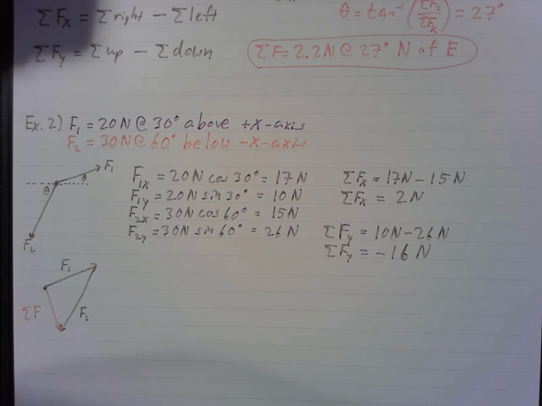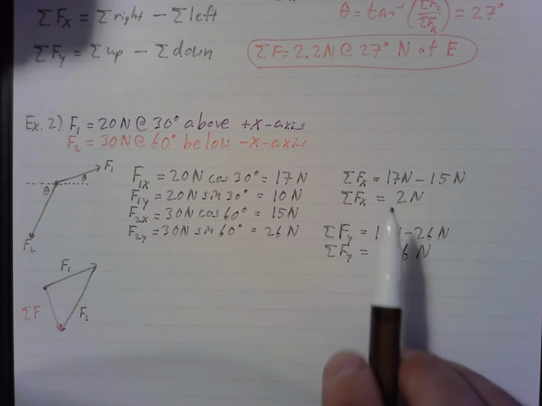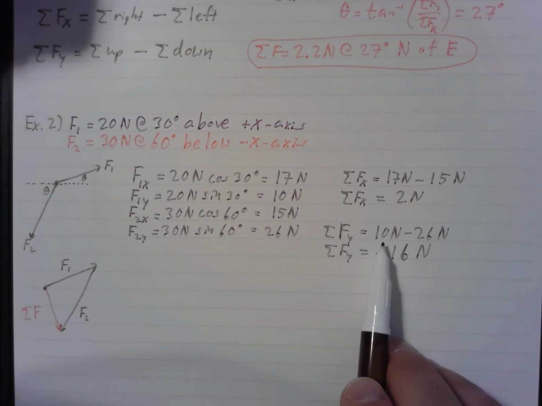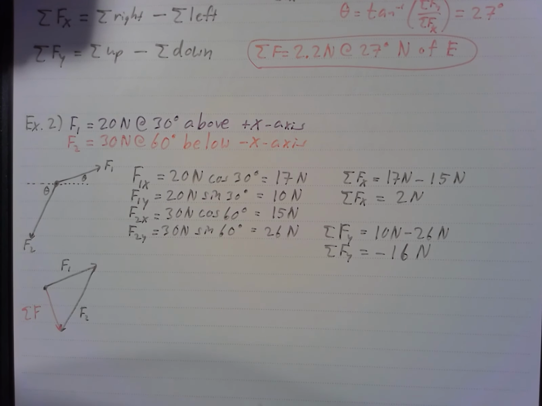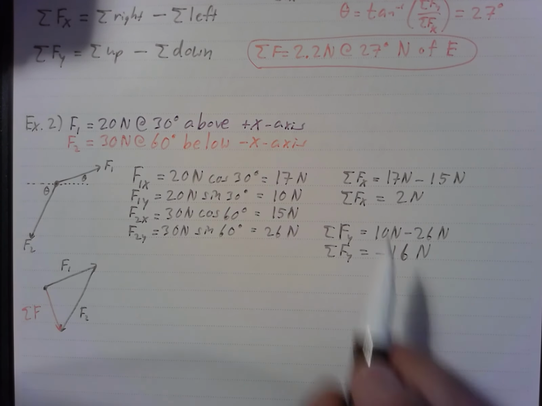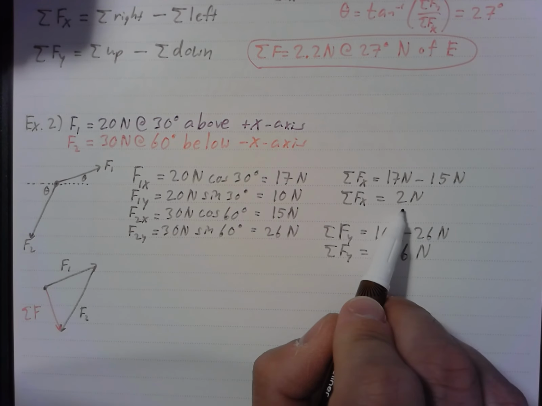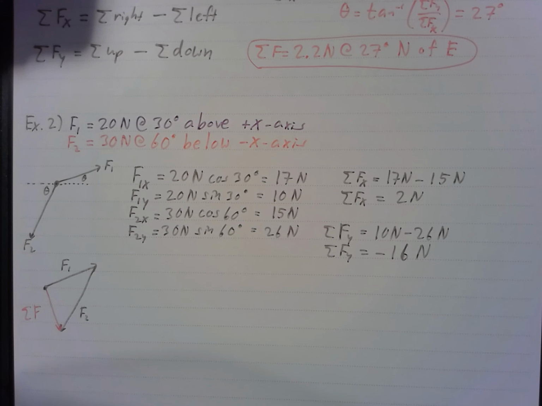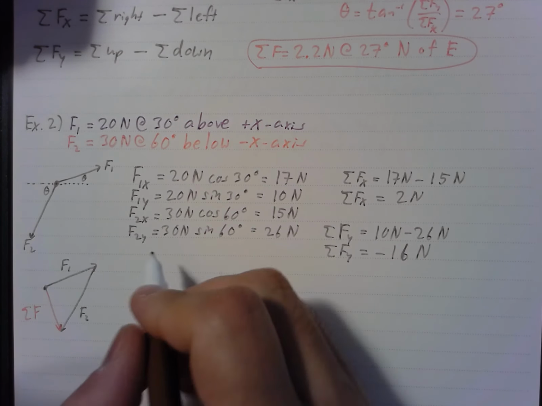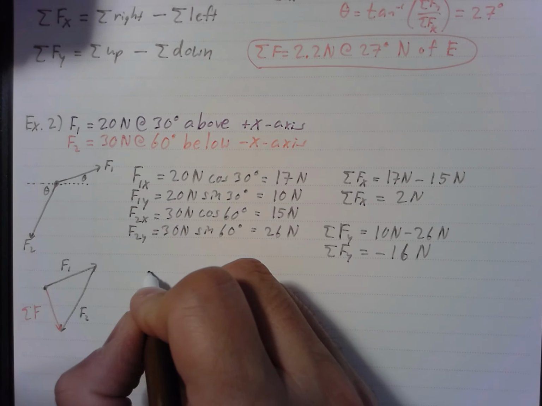Now I want to draw my triangle. So that's the component method of addition: add the right minus the left, and then the up minus the down, and I have my components of the net force. Now I want to draw a triangle. I always like to draw the x component first, because then the adjacent side is always along the x-axis, and that just makes things consistent for me.